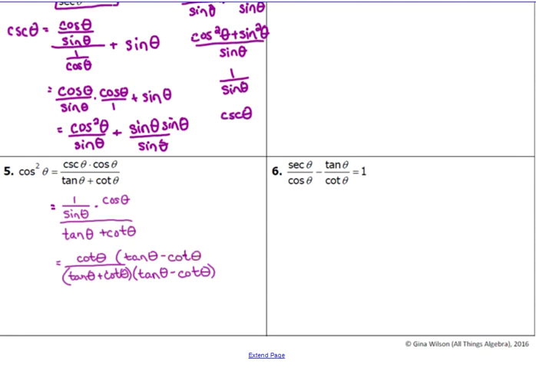Did I say the reciprocal? I meant the conjugate. Okay, we're going to multiply by the conjugate. So cotangent times tangent, those are reciprocals. Cotangent and tangent are reciprocals. So when we multiply that there, that's going to be 1. Cotangent times cotangent is cotangent squared. And in the denominator, we've got tangent squared of theta minus cotangent squared of theta.